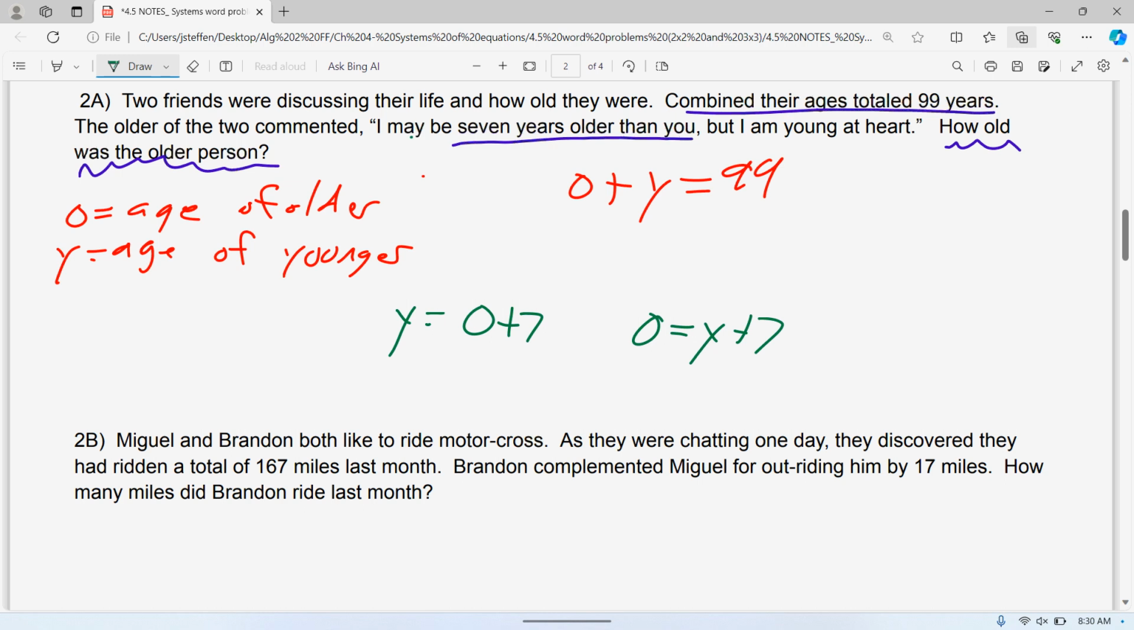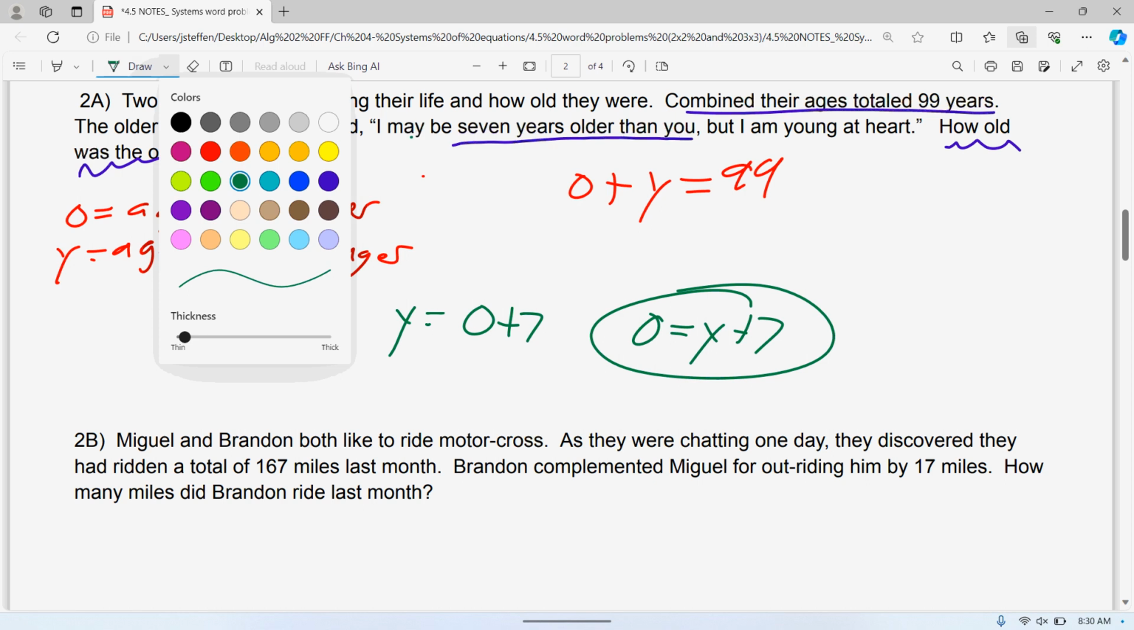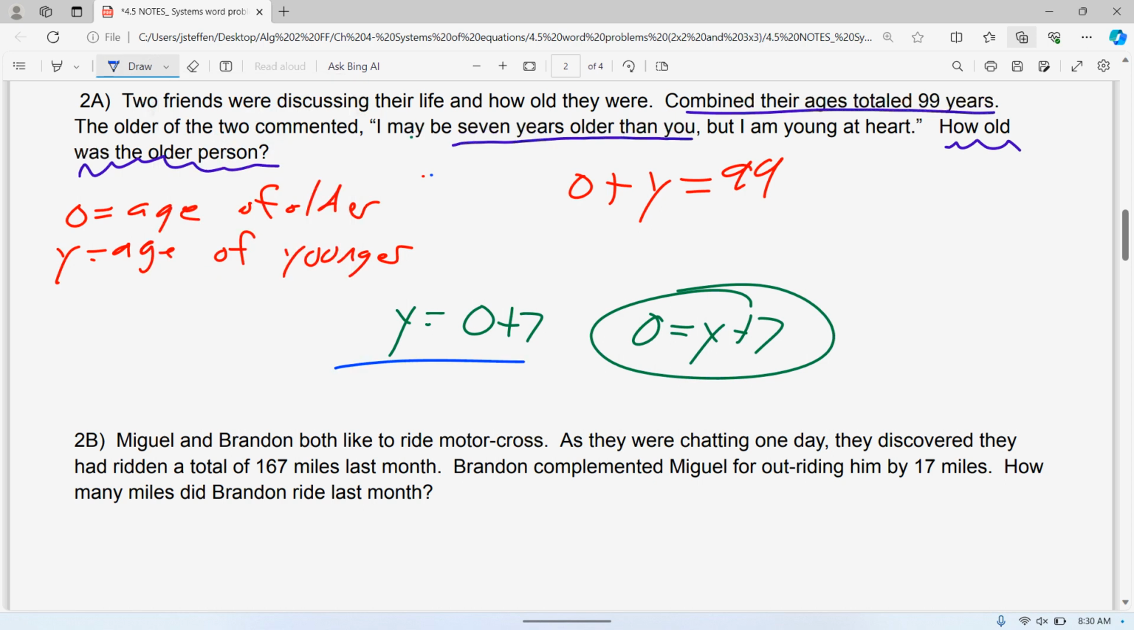So one way to look at it is if the word is, that's an equal sign. The older person is equal to the younger person plus 7. The other way to think about it is, if you look at both these scenarios, which one of these variables would be bigger? Well, the first one, you're adding 7 to it, so that makes Y bigger.